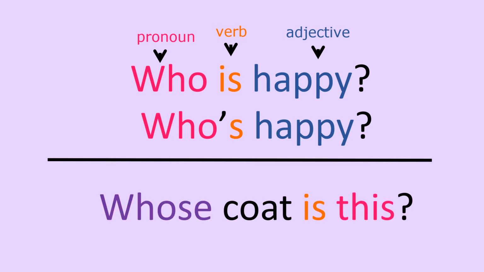The other form of whose is this one down here. Whose coat is this? In this example, we can't swap the whose for who is. We can only say whose. Who is coat is this doesn't make sense, so we use the spelling without the apostrophe.